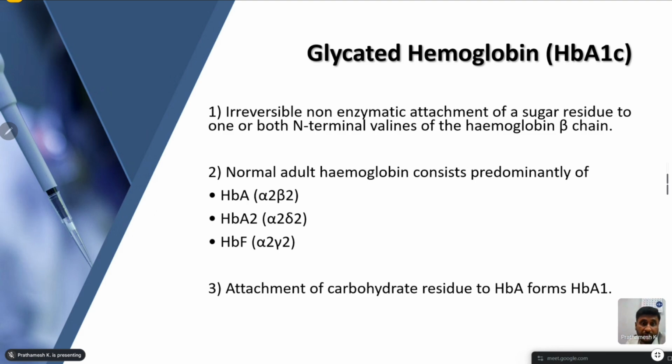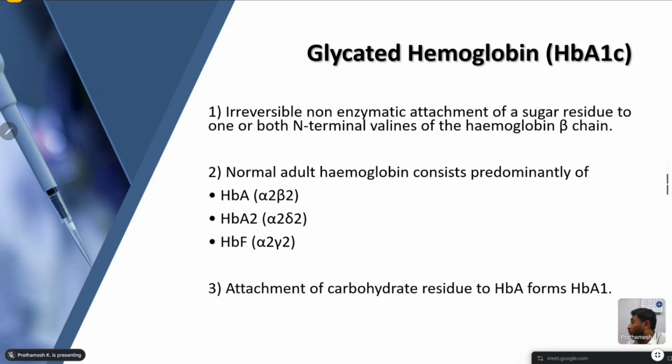hemoglobinopathies identification. So let's first discuss glycated hemoglobin. We know what glycated hemoglobin is. It is an irreversible, non-enzymatic attachment of a sugar residue to one or both N-terminal valines of the hemoglobin beta chain. That is what you have to remember. The sugar residue attaches there.